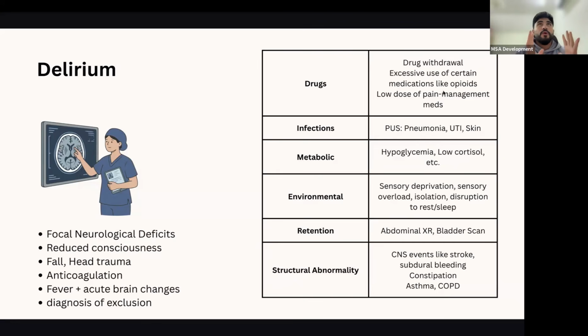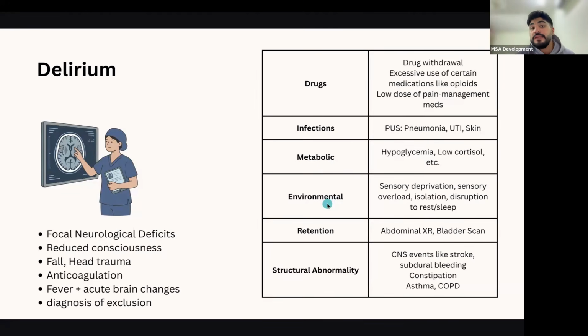Infections. So when we talk about infections, I want you guys to remember 3 infections when we're talking about elderly. Okay, pneumonia, UTI, and skin infections. Very common, extremely common. Okay, especially UTI. I can't stress this enough. Then metabolic, like if, for example, the patient is hypoglycemic, or he has low cortisol levels, or whatever any other metabolic disturbances they have, they could lead to delirium.